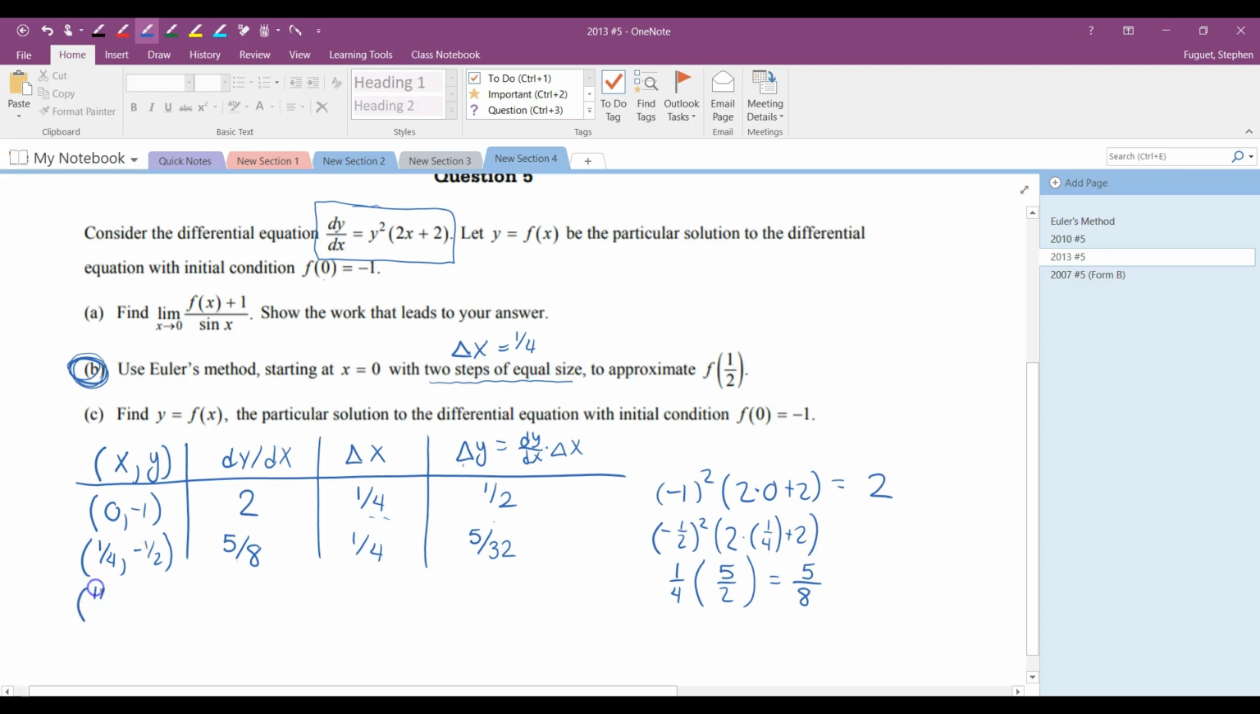And so last but not least, we're going to add these together. So this gets a little bit flustering. We have -1/2 plus 5/32, which is, well, again, -1/2 is the same thing as -16/32. So that's going to actually give me an answer of -11/32 as my final answer. So this is what I have, and therefore I'll finish answering this question. It's going to be f of 1/2 equals -11/32. That's my approximate value using Euler's method.